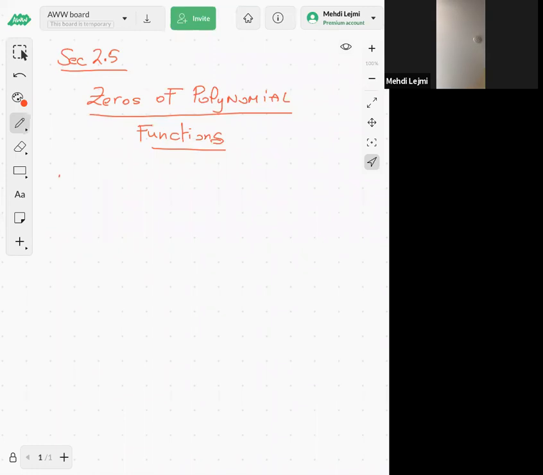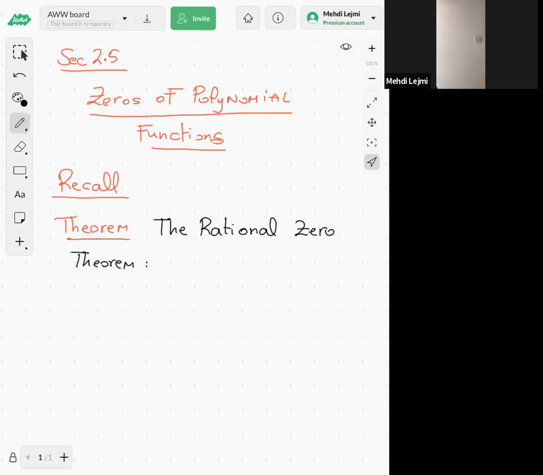So let me just remind you the rational zero theorem, which says the following. We have f of x, a polynomial. So here we have x to the power n. In front of x to the power n, there is a subscript n. That's the number in front of x to the power n. Plus etc. So we have powers of x, and at the end, of course, you have a constant. So just a number by itself, a subscript 0.